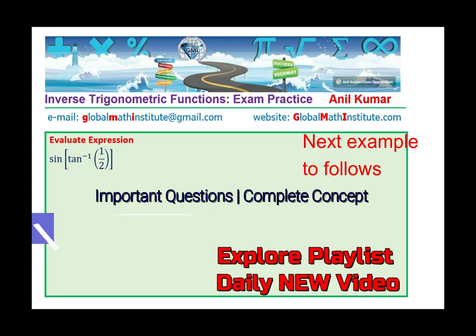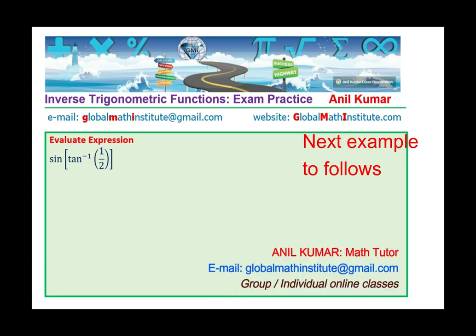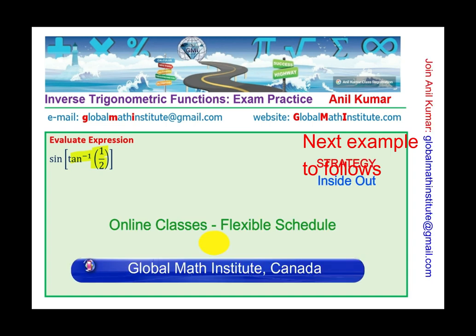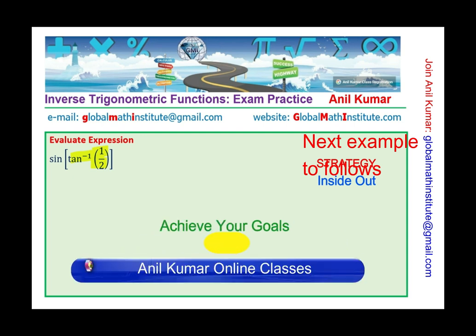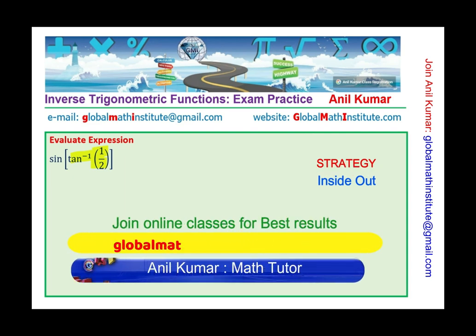Keep posting your request. Now here the question before us is sine of tan inverse half. So when we have inverse trigonometric functions, we should always start with inside out. Well, that strategy is standard for any function of function. Now tan inverse half. What do you understand by that?